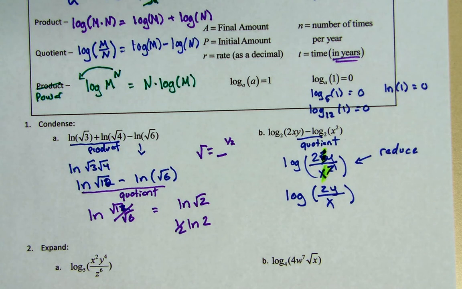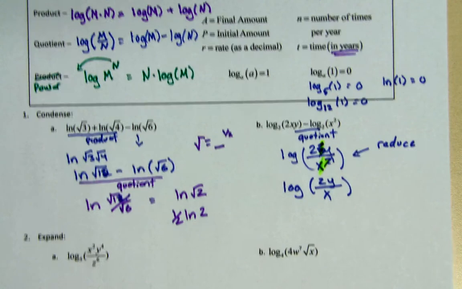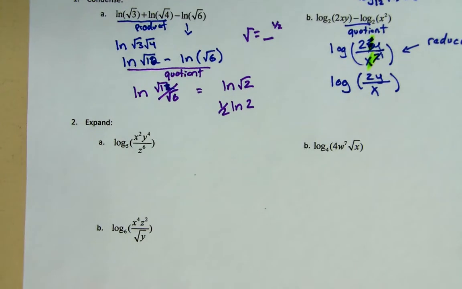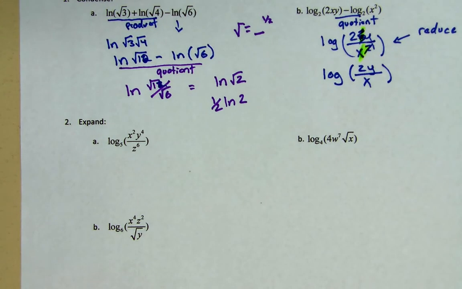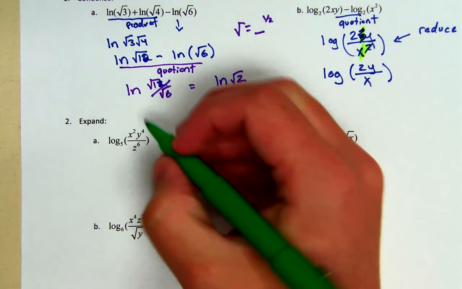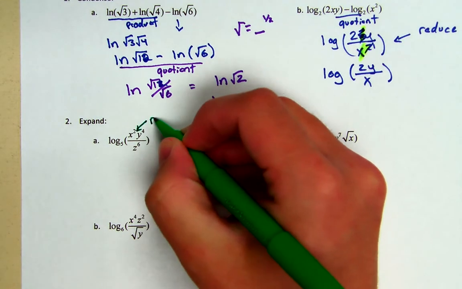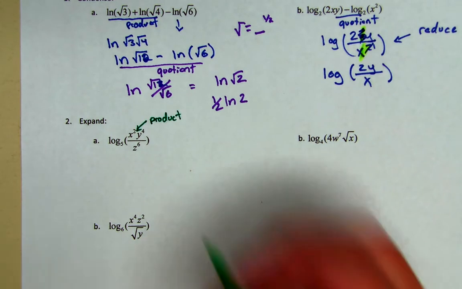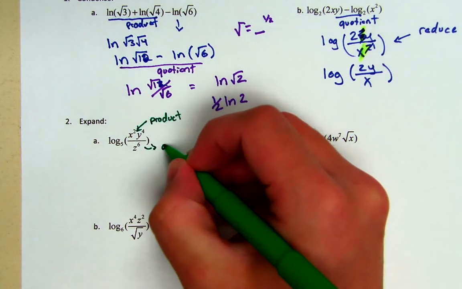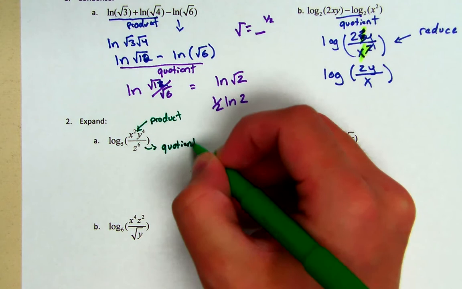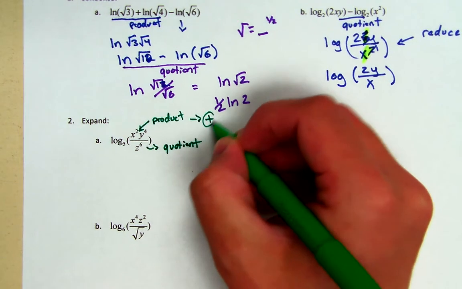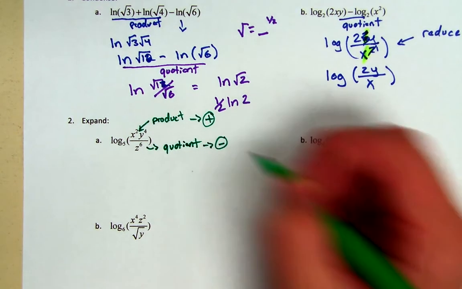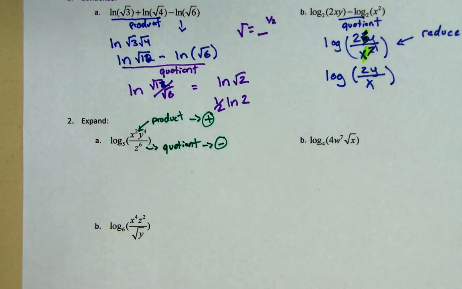Alright, so that's condensing. Now let's go ahead and expand some. So expanding, we need to look for products, quotients, and powers. So first, I'm going to look for products. I see in here there's a product. I also see that there's a quotient. So remember, product means I need to add. Quotient means I need to subtract. So let's expand that all out first.